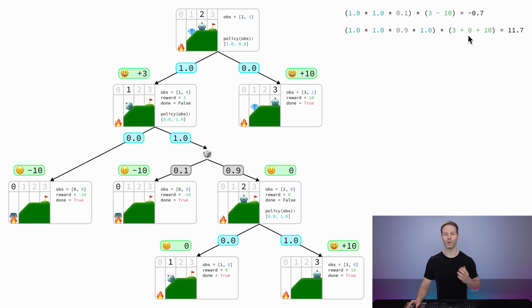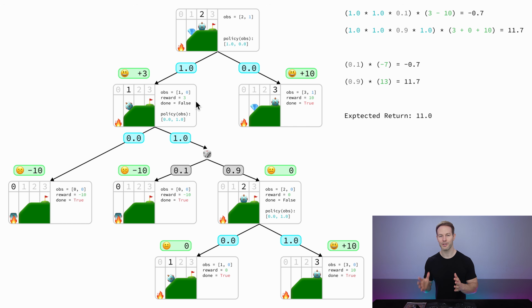But over here, our total reward would be 3 + 0 + 10, which is 13. And when we multiply 0.9 times 13, we get 11.7. So if we simplify those down, it looks like this. And when we add those together, we get our expected return of 11. So on average, we'll get a total reward of 11 with this strategy.